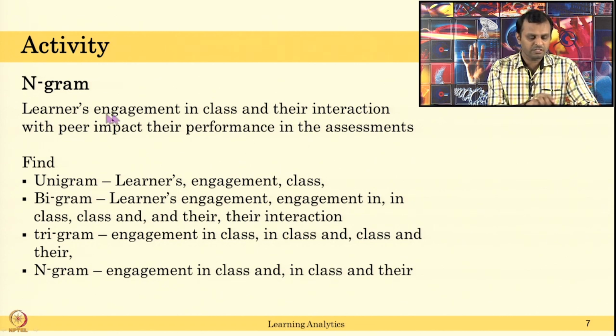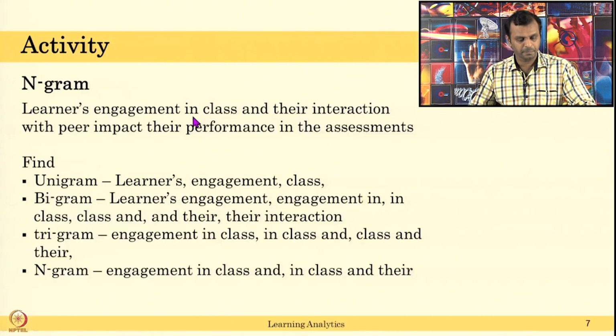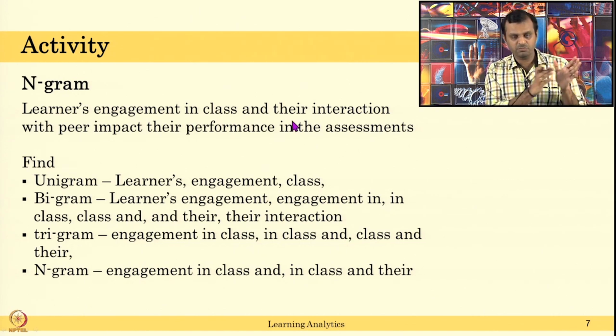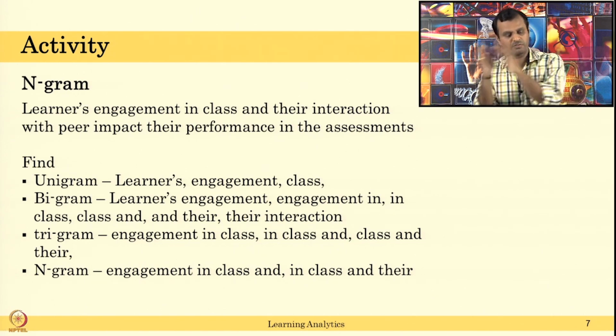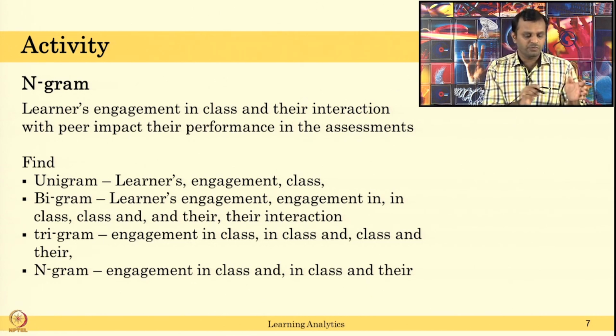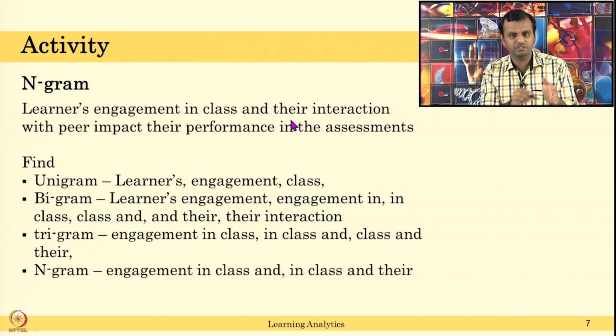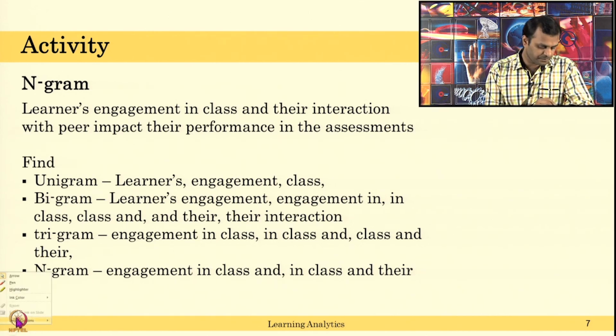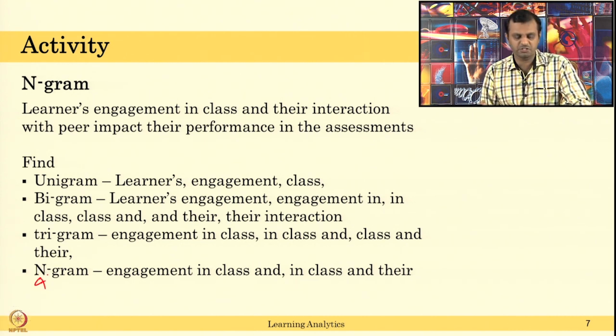So trigrams will be "learners engagement in", "engagement in class", "in class and". We are actually sliding the window slowly. So the window is sliding, and you take the first 3 words, the next 3 words, the next 3 words, like that. So that is a trigram, and an n-gram here is actually a 4-gram. So a 4-gram dictionary can be formed.